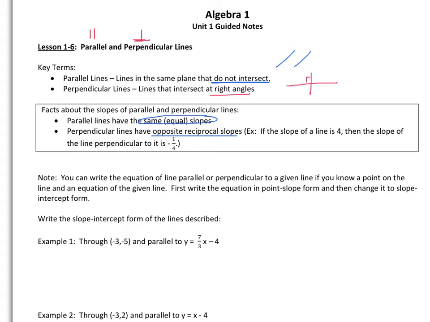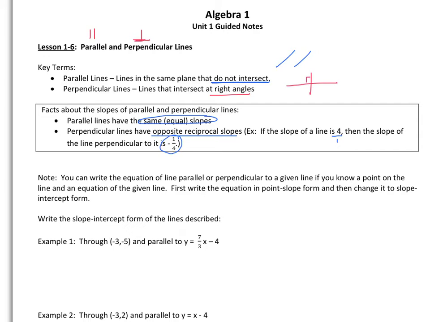Opposite means opposite sign. So for example, if the slope of a line is 4, and we're going to write that as a fraction 4 over 1, then the slope of a line perpendicular to it is going to be the opposite sign. In this case, it was positive, so now it's negative, and then you flip the fraction to 1/4. So again, perpendicular slopes are not always negative. It just means you'll have the opposite slope from what it was. So if it started out as negative, it would become positive.